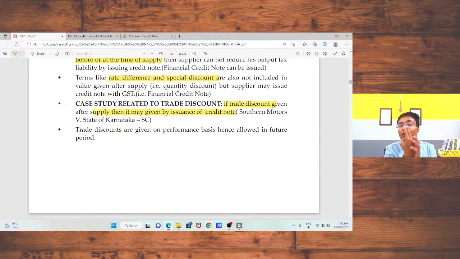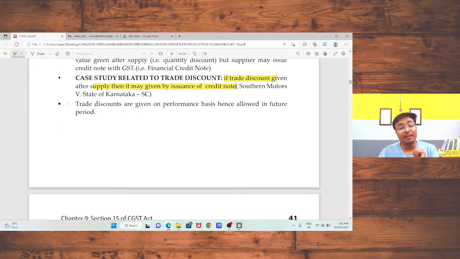If you are going to buy two products, in that case, you will get one product. Then this one product is your discount. In that case, you can issue the invoice and you need to pay the tax on the two products' value only, not on the three products' value. Okay, sir. Or trade discount is also given on the basis of performance.